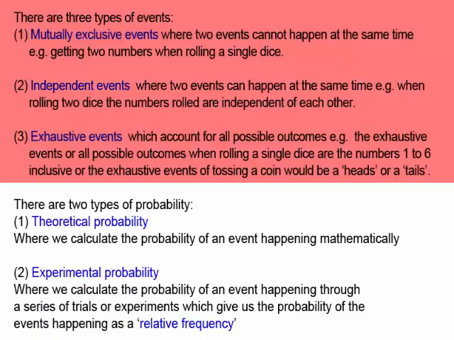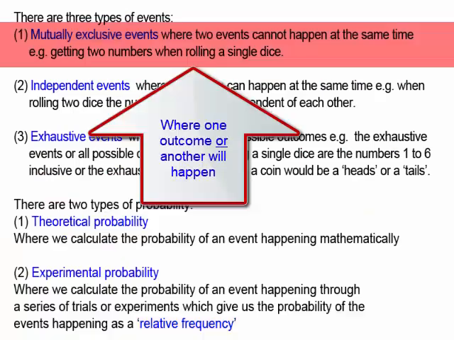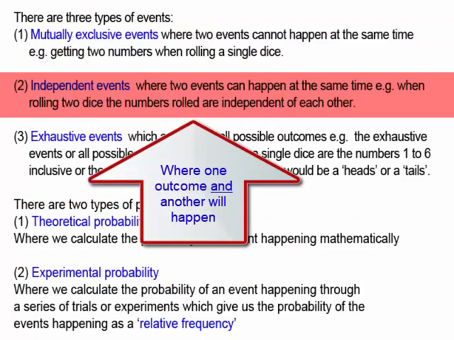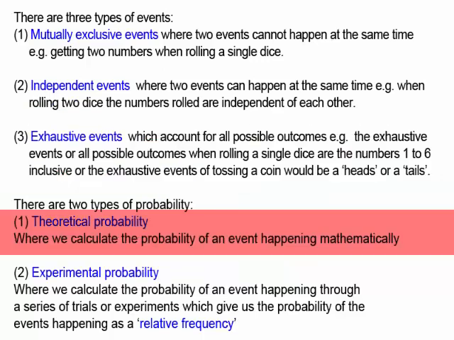So there we have it, 3 types of events and 2 types of probabilities we should be aware of. Mutually exclusive events, where we use the OR rule and add the probabilities of each event together. Independent events, where we use the AND rule and multiply the probabilities of each event together. And exhaustive events, which are simply a list of all the events possible.